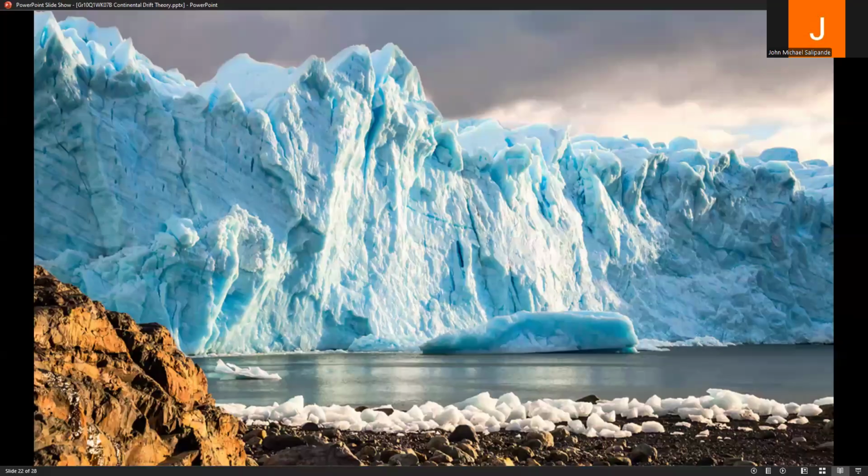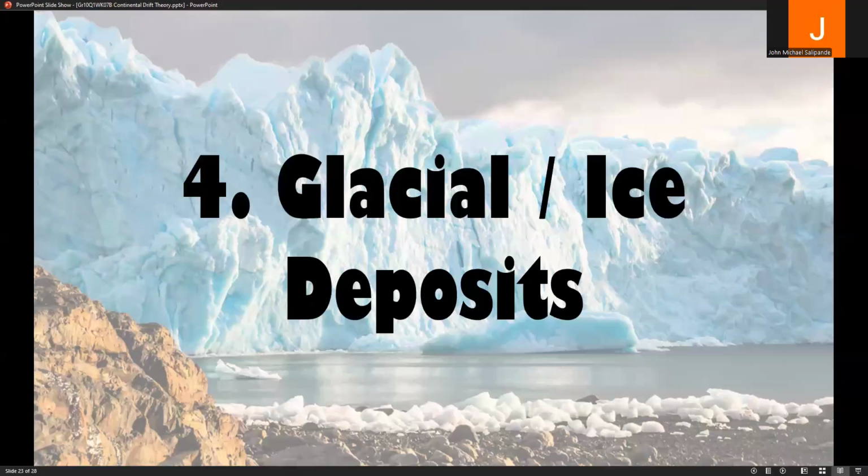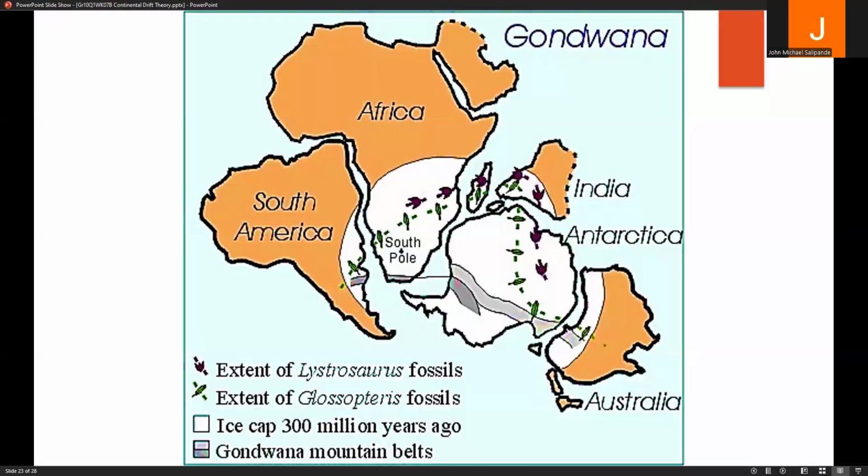All right. So the last clue or evidence used by Alfred Wegener has something to do with ice, or when it's in a mountain form, we call them glacier. So the final clue is the glacial or ice deposits. Okay, so ice is normally colorless or white, but in this diagram, the ice or glacier deposits 300 million years ago were represented by color white or the white region.